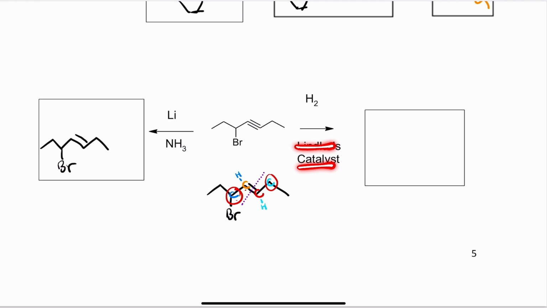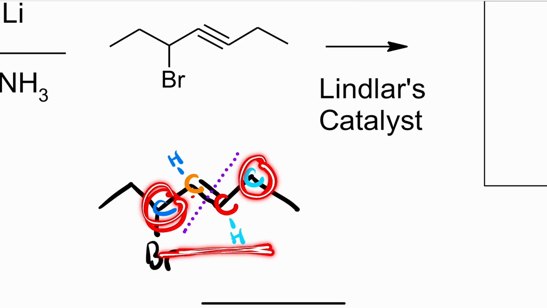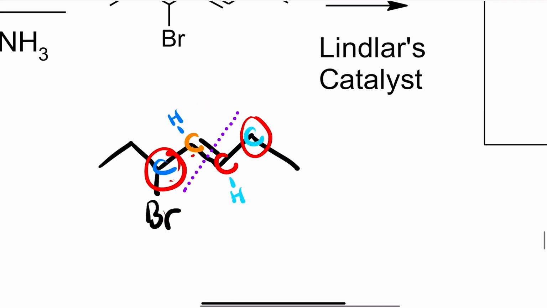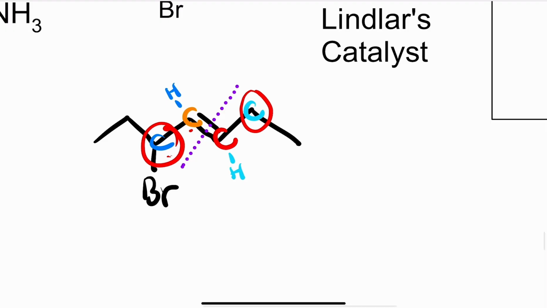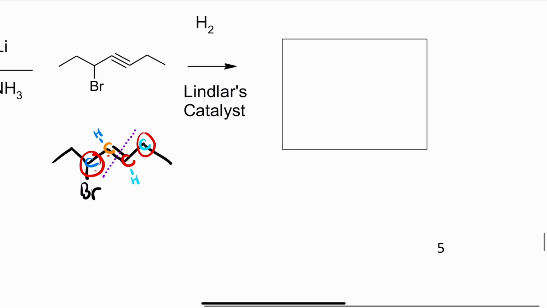But Lindlar's catalyst makes cis, which means same side, which means something has got to get changed so that this and this are both here or both here so that they're on the same side. Well, you just have to think, what's the easier way to flip stuff around? Probably just to move this and swing it down over here. So let me rewrite it in here.